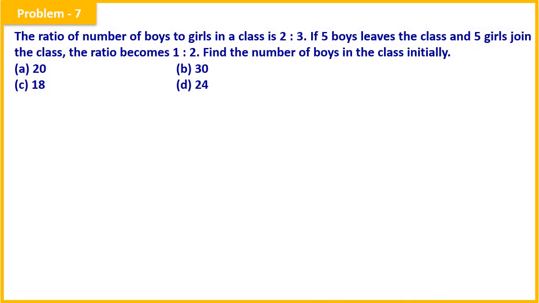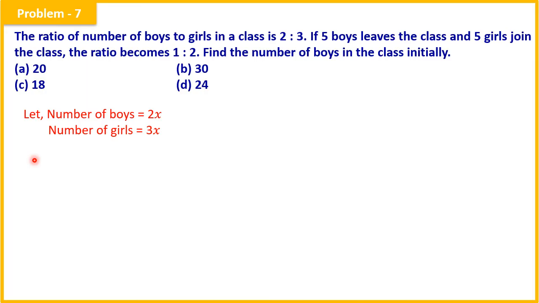Problem number 7. The ratio of number of boys to girls in a class is 2:3. If 5 boys leave the class and 5 girls join the class, the ratio becomes 1:2. Find the number of boys in the class initially. So it is very well mentioned in the problem that the ratio of boys and girls in the class initially is 2:3. So if I assume the number of boys as 2x, obviously the number of girls will be 3x, where x is the common factor.